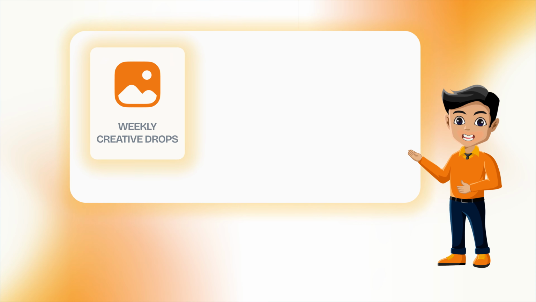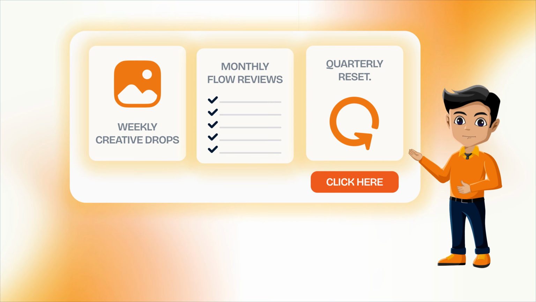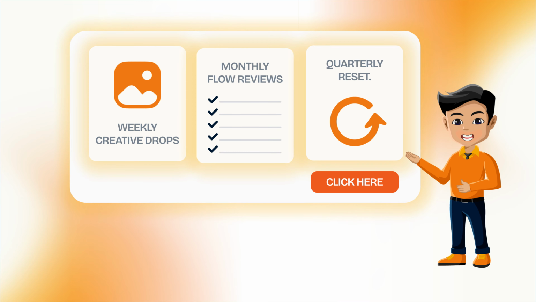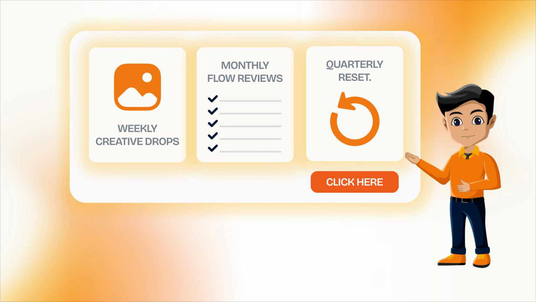Finally, make scale boring, in a good way. Your engine should run on rhythms: weekly creative drops, monthly funnel reviews, quarterly strategy resets. Automate handoffs, not judgment. Keep your dashboards honest, your guardrails tight, and your offers compelling. When the system is this disciplined, scaling feels like turning a dial, not rolling the dice.